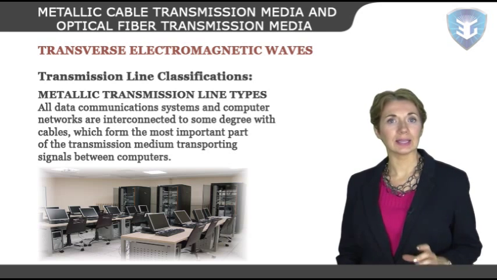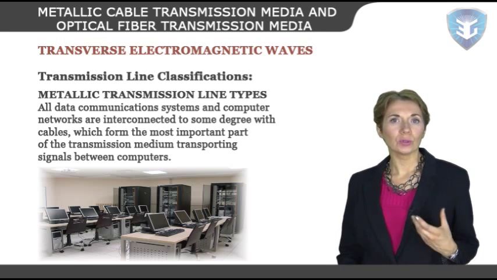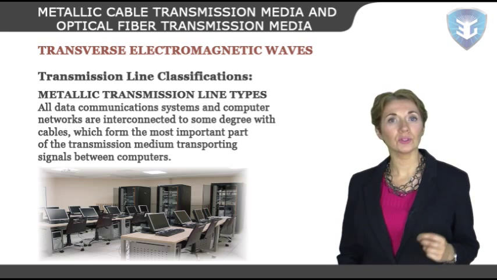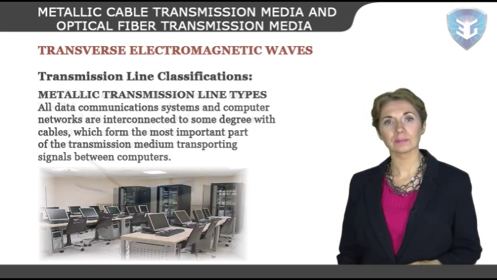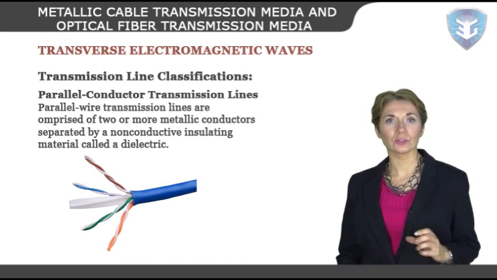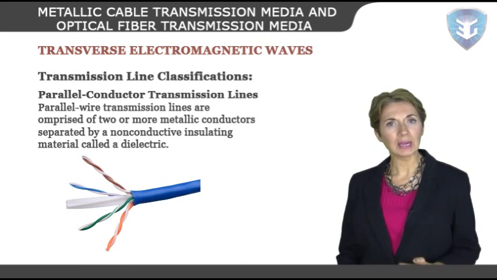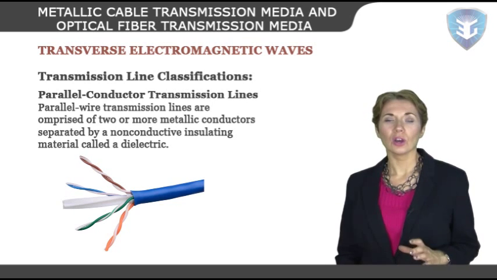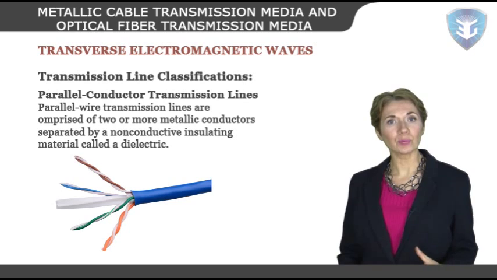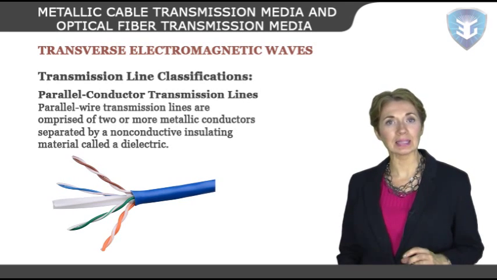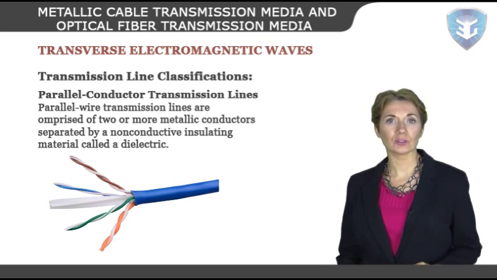Metallic transmission line types. All data communication systems and computer networks are interconnected to some degree with cables, which form the most important part of the transmission medium, transporting signals between computers. Parallel conductor transmission lines. Parallel wire transmission lines are comprised of two or more metallic conductors, separated by a non-conductive insulating material called a dielectric.